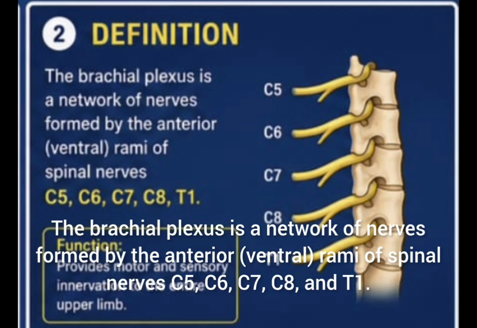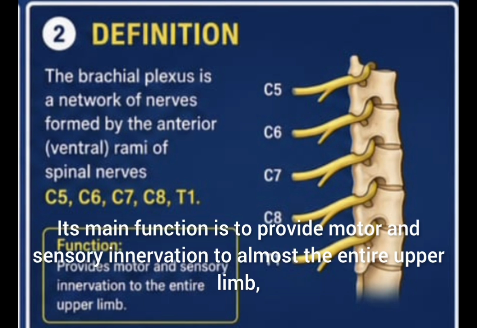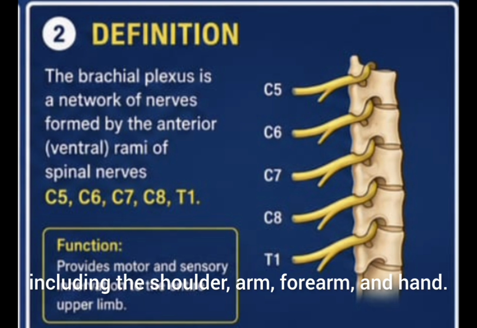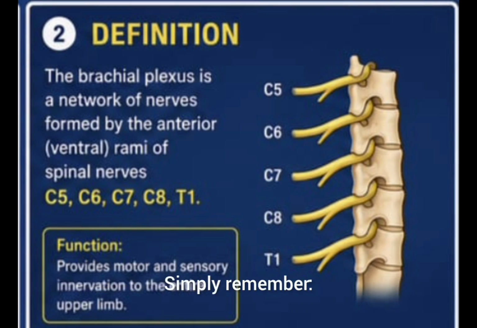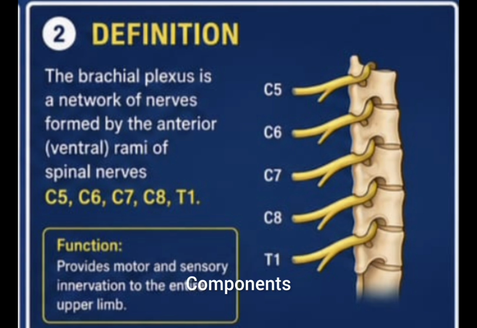The brachial plexus is a network of nerves formed by the anterior ventral rami of spinal nerves C5, C6, C7, C8, and T1. Its main function is to provide motor and sensory innervation to almost the entire upper limb, including the shoulder, arm, forearm, and hand. Simply remember, brachial plexus equals C5 to T1 equals upper limb nerves.